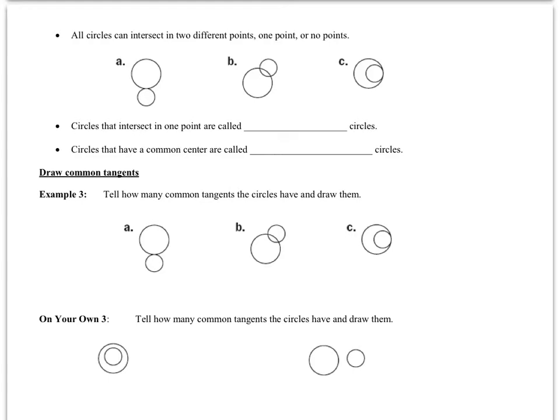Okay, so this next part says all circles can intersect in 2 different points, 1 point, or no points. So we're talking about coplanar circles here, circles that are on the same plane. And we're going to give some special names to these. Circles that intersect in 1 point are called tangent circles. Circles that have a common center are called concentric circles. So concentric circles have the same center, and looking up here, those don't have the same center, those don't.